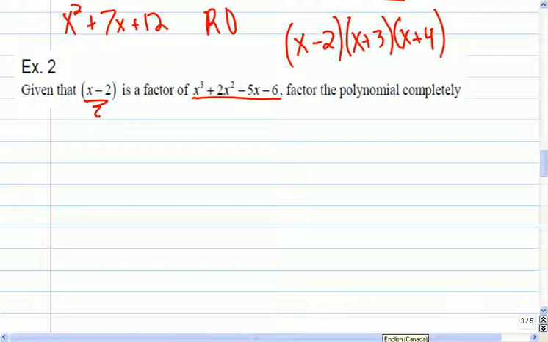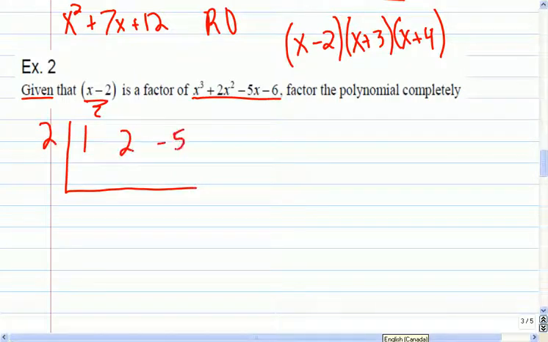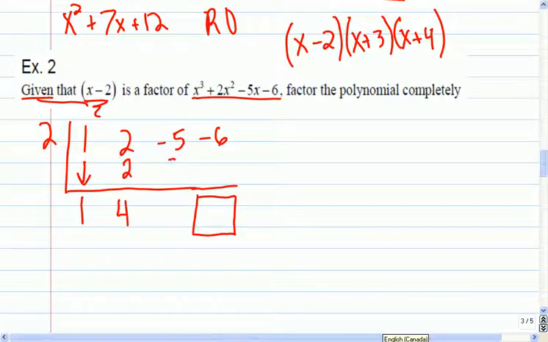Okay, so you know, it's not always necessary. If you're told it's given, then you don't need to verify that it was a factor. We're going to do it anyways by synthetic division. So 2 here, 1, 2, negative 5, negative 6. And what I end up getting here, it should be a 0 because it tells me it's a factor. Otherwise, something went wrong. So I'll do the synthetic division. 2 times 1 is 2. Add them up is 4. 2 times 4 is 8. Add them up is 3. And 6 goes here. So everything worked as planned.